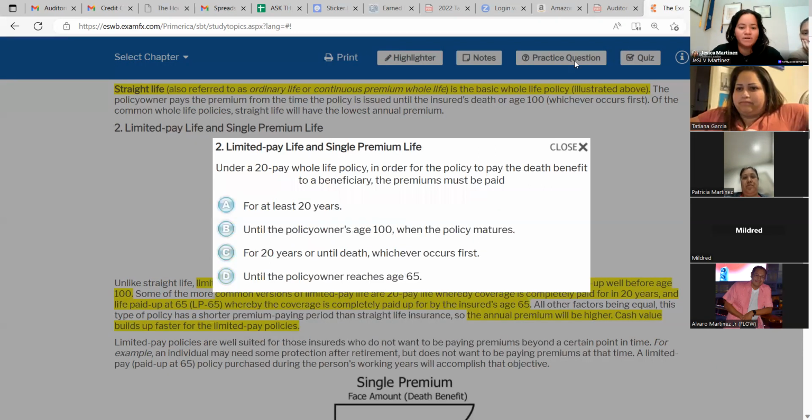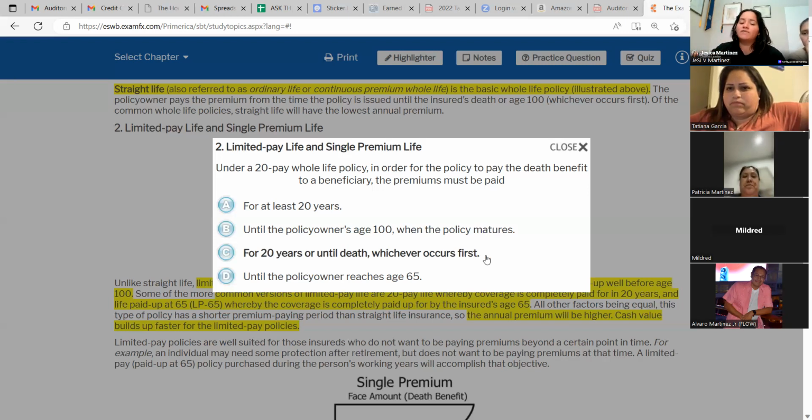Let's go another one just to practice a little bit more. Okay. Under a 20-pay whole life policy, in order for the policy to pay the death benefit to a beneficiary, the premiums must be paid for at least 20 years, until the policy owner's age is 100 when the policy matures, for 20 years or until death, whichever occurs first, or until the policy owner reaches age 65. So again, you're not limited pay, you're paying your policy for 20 years, it's a whole life policy. In order for the policy to pay the death benefit to the beneficiary, the premiums must be paid up to when? So Ellie thinks it's C. I think it's C also.